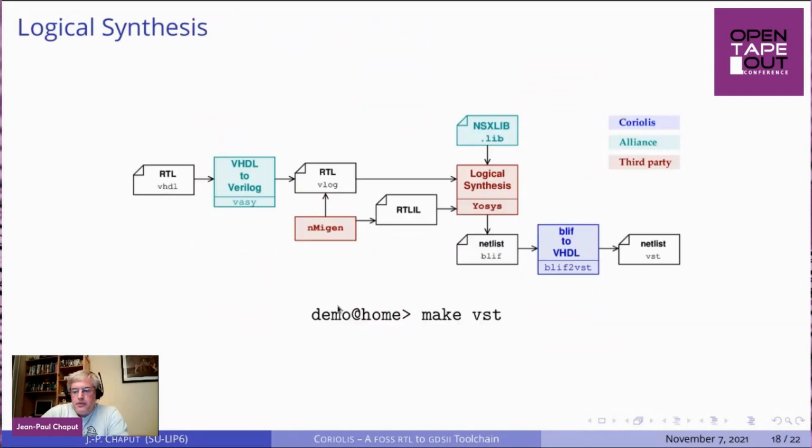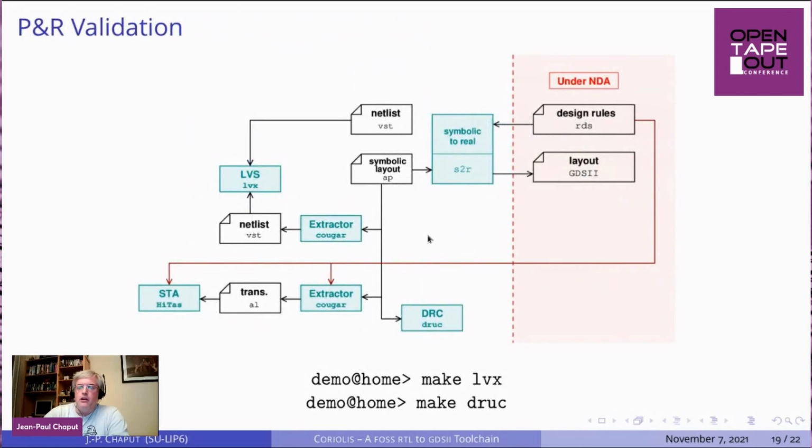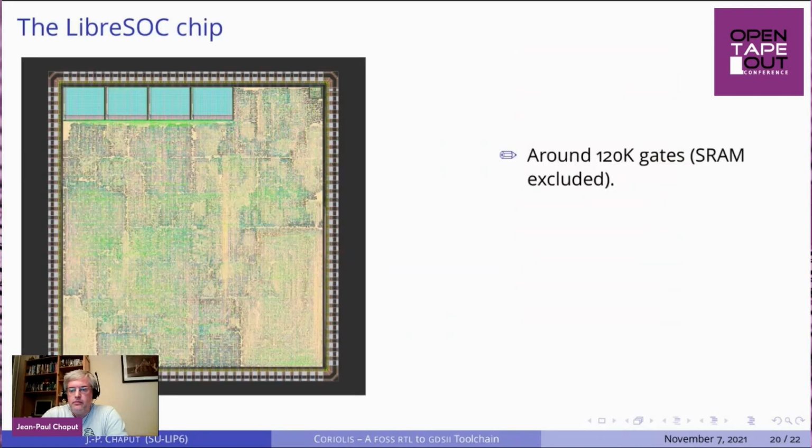And finally, the logical synthesis. I will go fast because I lack time. We can also perform some validation through Alliance. We can perform LVS and DRC, but DRC on symbolic layout only. We are looking at expanding toward real DRC. So in the end, what we did was the LibreSoC chip, the LibreSoC full chip.